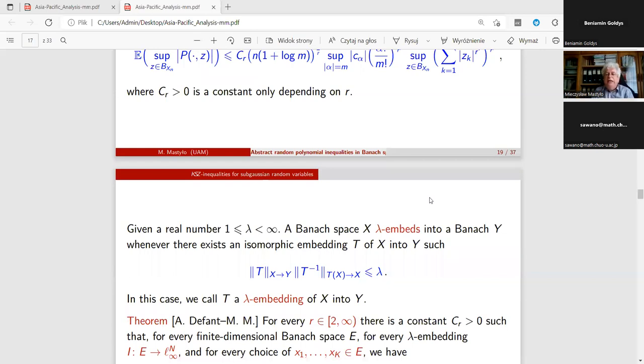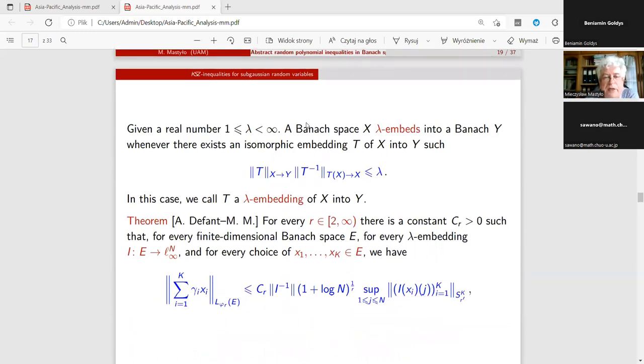But it may happen, depending on the random variables you have, that they may be equivalent. Like we know for the Rademacher sequence, if you take a sequence in the Hilbert space and multiply by the Rademachers, then in any L^p, it is equivalent to the L2 norm of the sequence.